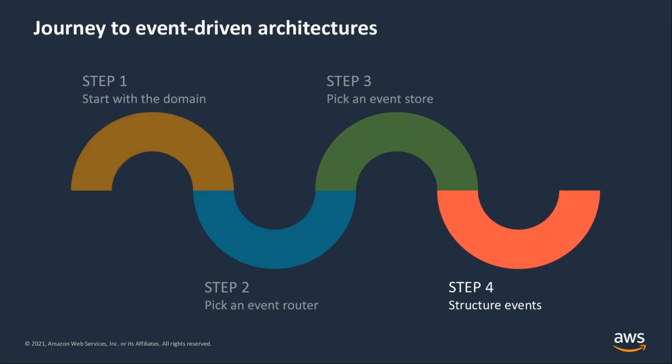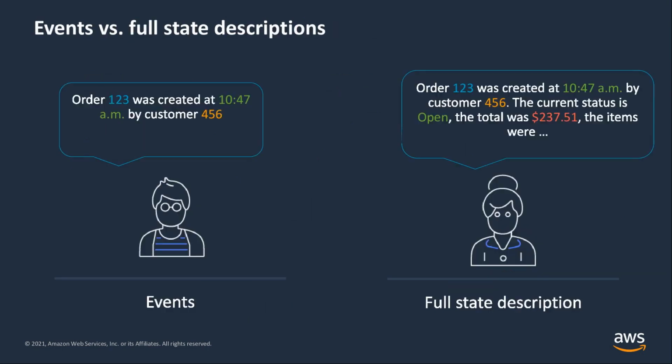All right, so we understand our domain. We've chosen an event router. We've chosen an event store. Now, how do we structure our events to capture the right level of detail for all these various consumers? This last step in our journey, step 4, is to structure these events. The structure is deciding how much information you put in the event. You can make your event really sparse, or you can include every detail about the event in the payload.